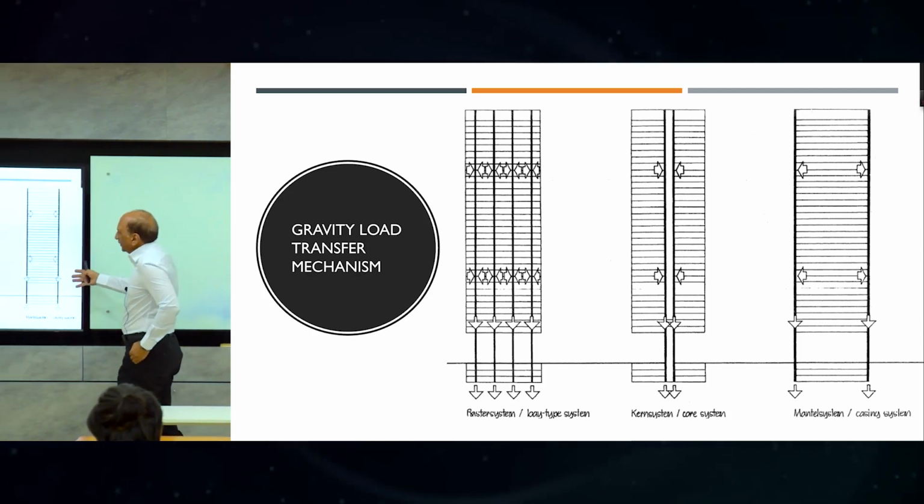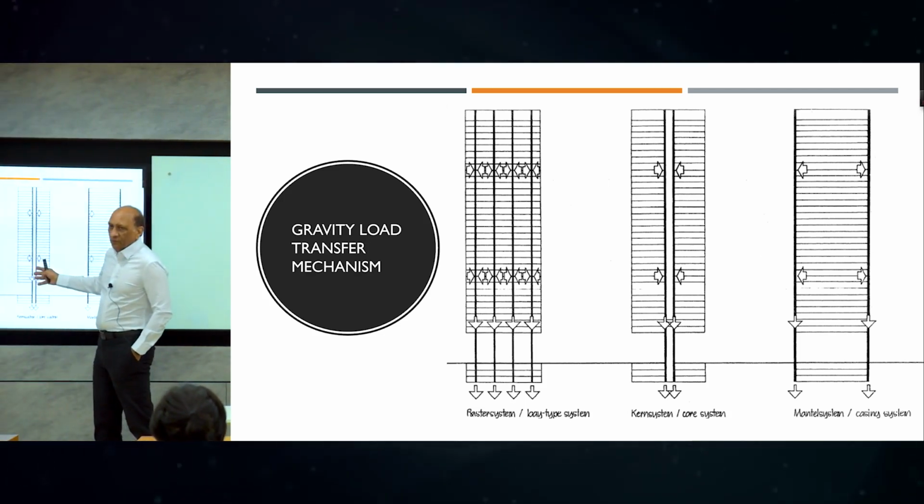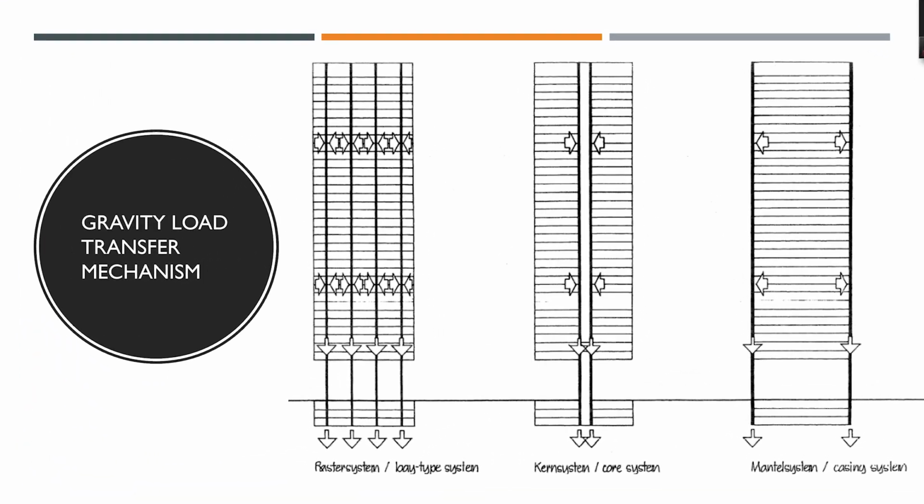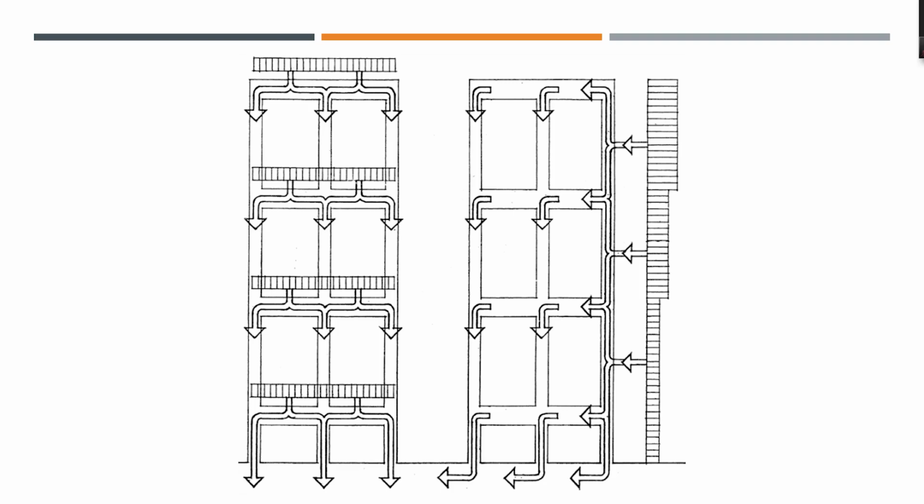So this will work in tube. This will work in diagrid. This will work for core system. That will work for frame system. Yep. So this is roughly the way the load can transfer.